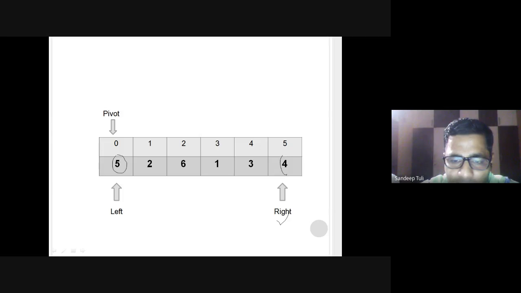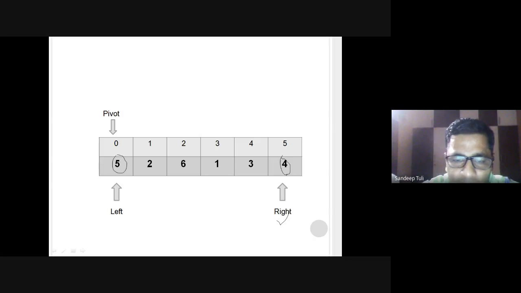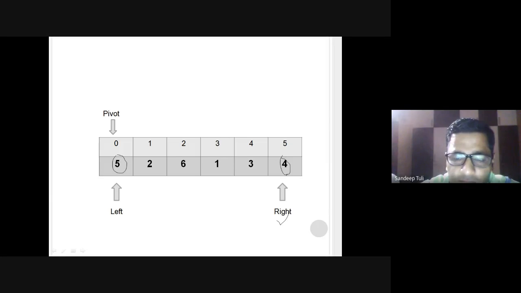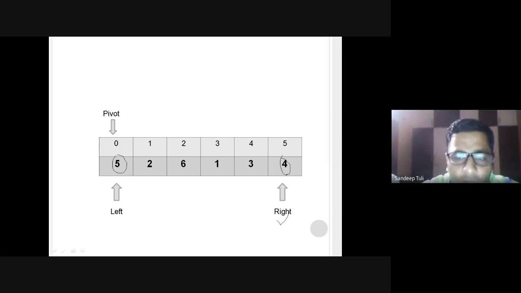Is 4 less than 5 or not? Yes, sir. So where should it be? It should be on the left-hand side of 5. No, where it should be, I'm just asking where it should be. Left of 5. So what do we need to do? How can it be on the left of 5? By swapping. We will swap 4 and 5.